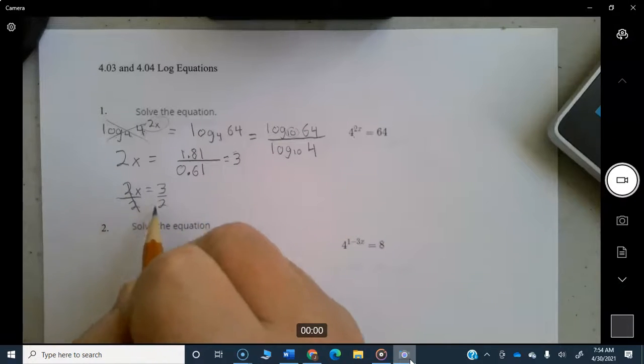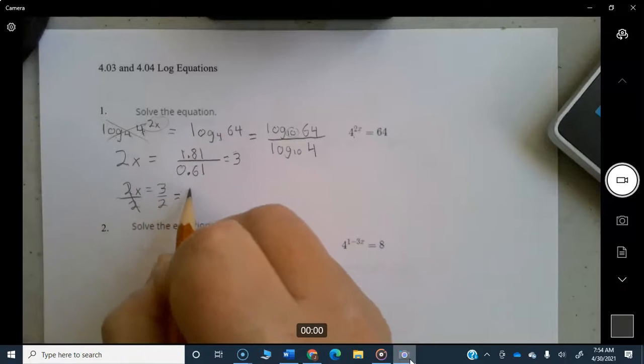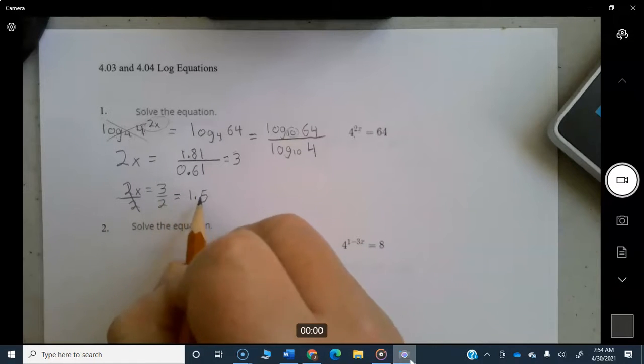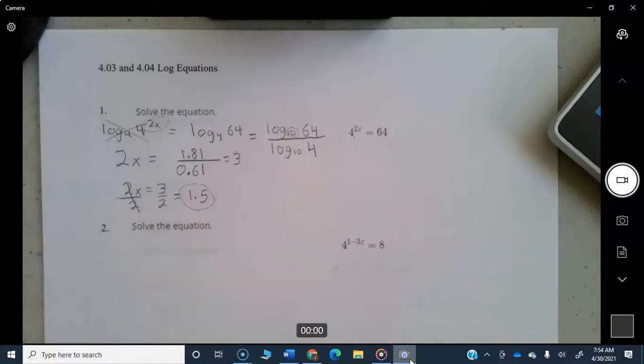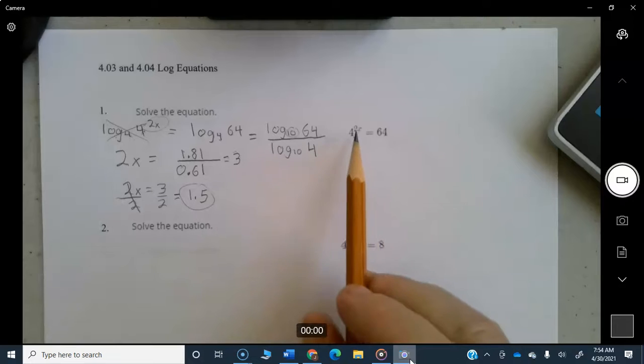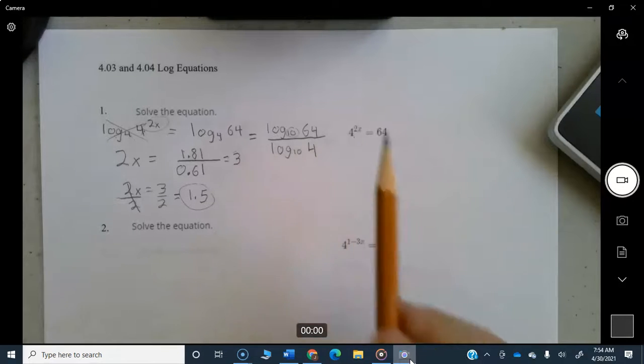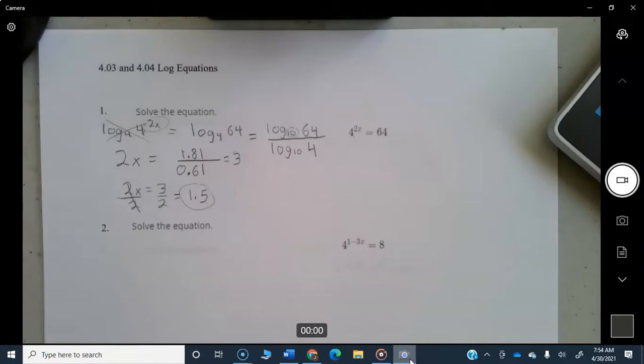Cancel. And you got x equals 3 halves, which equals 1.5. And that's your answer for x. Now, the way you can test that is put 1.5 in for x. And I'm going to do that. I won't show that on the screen. I'm just going to do it on my calculator.